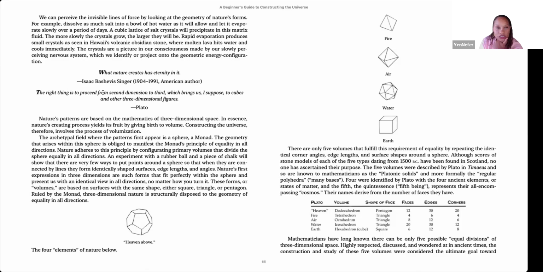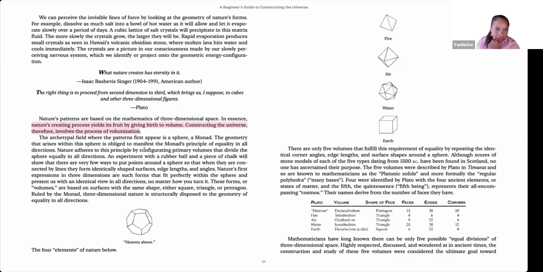The right thing is to proceed from second dimension to third, which brings us, I suppose, to cubes and other three-dimensional figures. Nature's patterns are based on the mathematics of three-dimensional space. In essence, nature's creating process yields its fruit by giving birth to volume. Constructing the universe, therefore, involves the process of volumization.